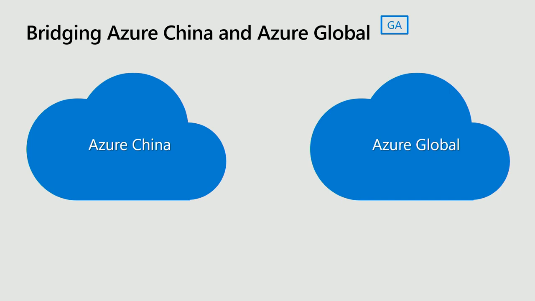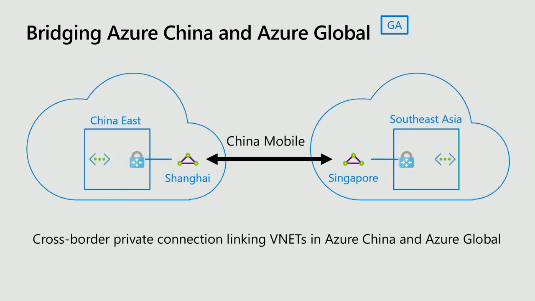Now, some of you may know we have an Azure instance in China, right? If you're a multinational company, you may have some deployment in China and some deployment in Azure global regions like US, Europe, or Japan. One question is, how do you connect these together? You can connect over the internet, but the internet quality is not good. So we are working with Chinese carriers to have a private connection for you. Now you can connect your virtual network in China to your virtual network in Singapore in this example. All you need to do is set up two ExpressRoute circuits, one in Shanghai and one in Singapore, and China Mobile will give you this private connection.